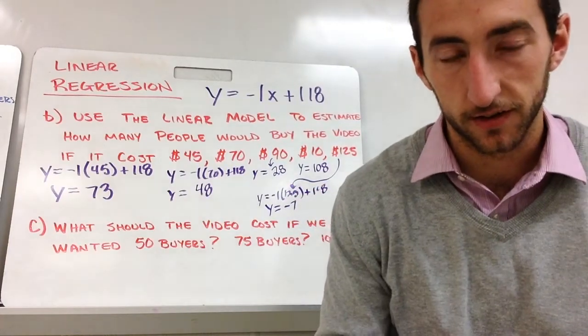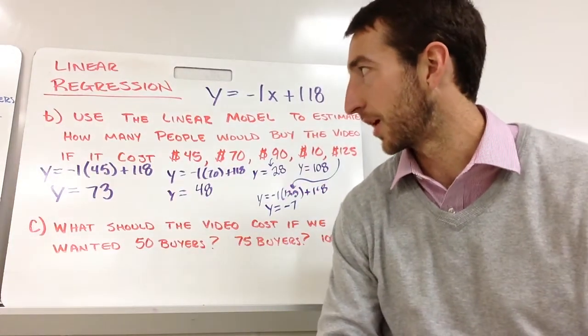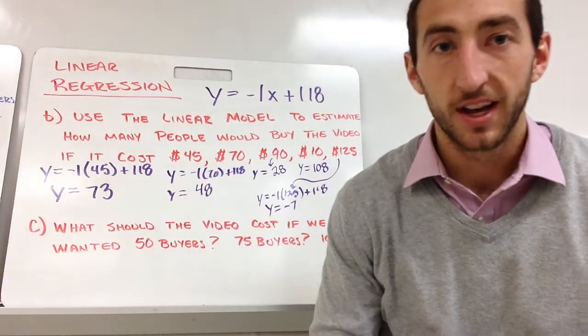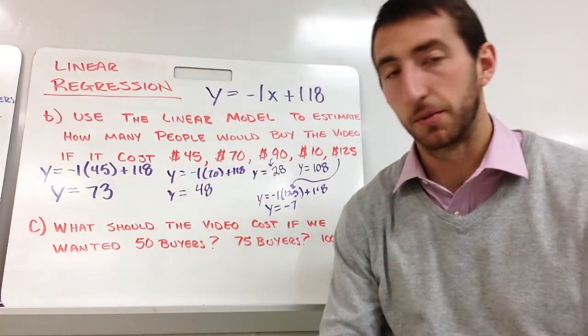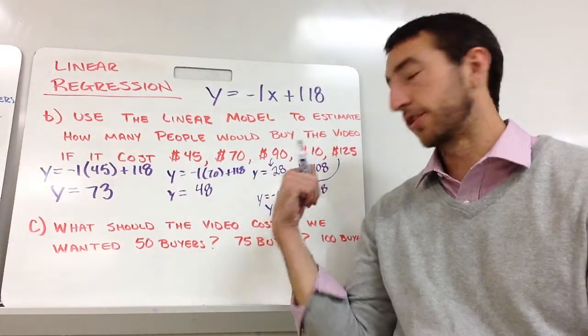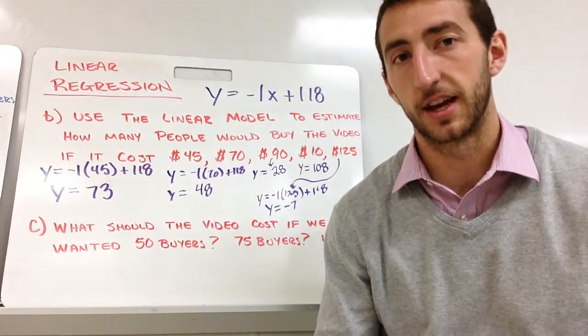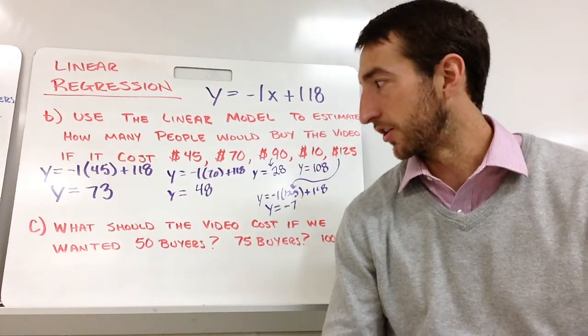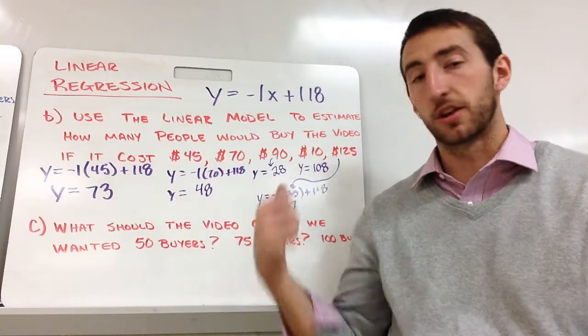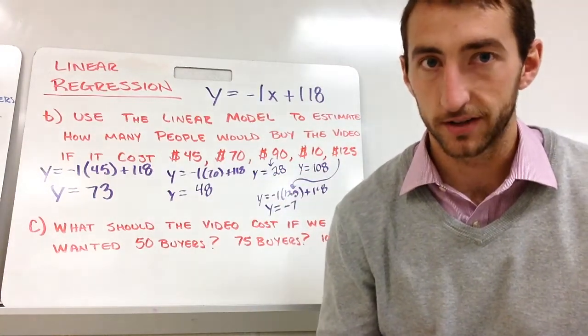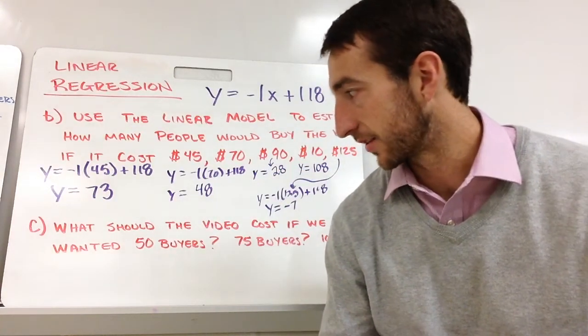Now, in this case, negative 7 doesn't really make sense in our problem because you're not going to have negative 7 people buy our product. So it wouldn't really make sense to go beyond 118 in our problem. So then that kind of builds into our domain and range. This would fall under our domain, can't really go above 118. Otherwise, our problem doesn't really make any sense.